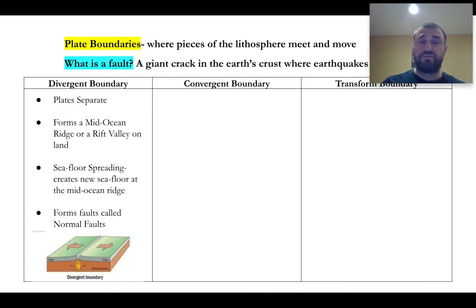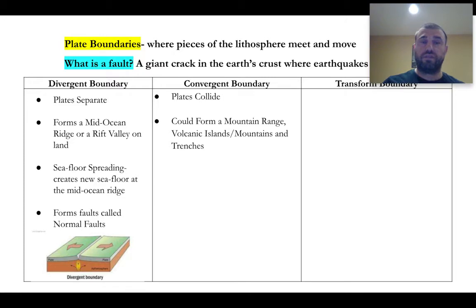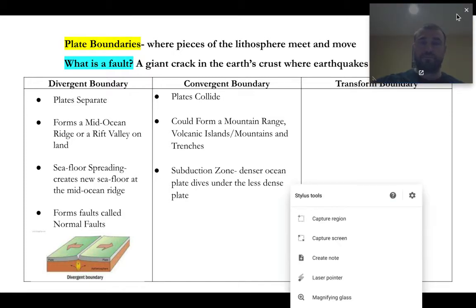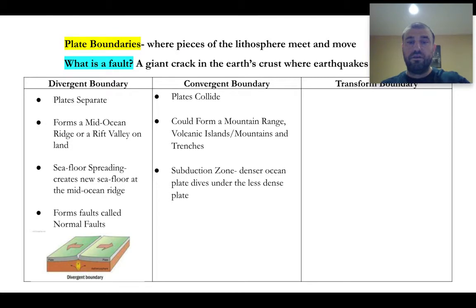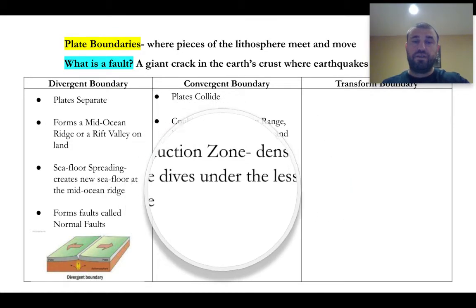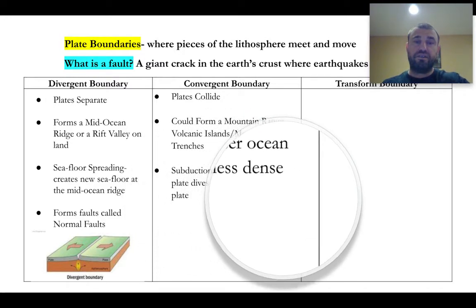Therefore, converge is the opposite, to come together. So convergent boundary, plates collide. And if two things collide, the middle can go up. So you could get a mountain range, volcanic islands, or volcanic mountains and trenches. So this boundary is probably the most diverse in terms of the landforms that it creates. You have what's called a subduction zone. So where the plates collide, the denser ocean plate will dive. Dive means subduct under the less dense plate.